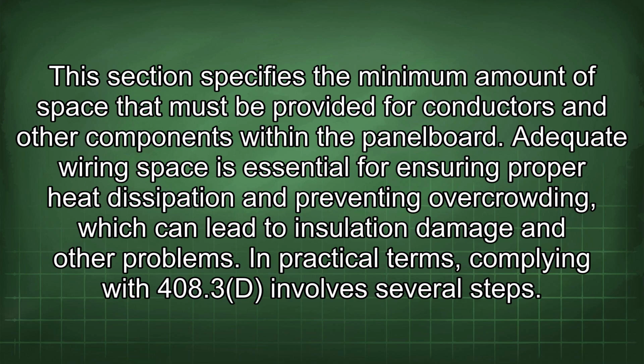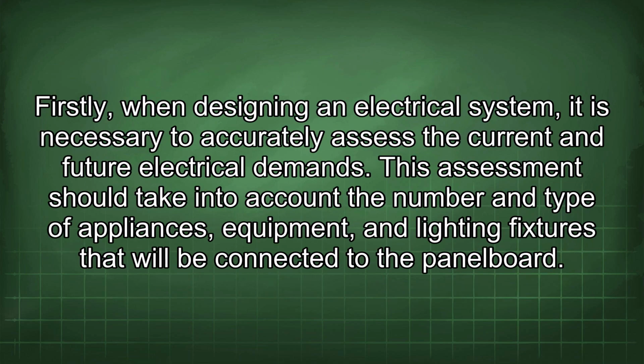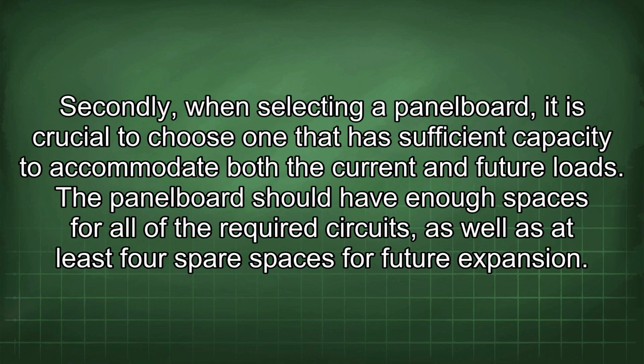In practical terms, complying with 408.3D involves several steps. Firstly, when designing an electrical system, it is necessary to accurately assess the current and future electrical demands. This assessment should take into account the number and type of appliances, equipment, and lighting fixtures that will be connected to the panel board. Secondly, when selecting a panel board, it is crucial to choose one that has sufficient capacity to accommodate both the current and future loads.